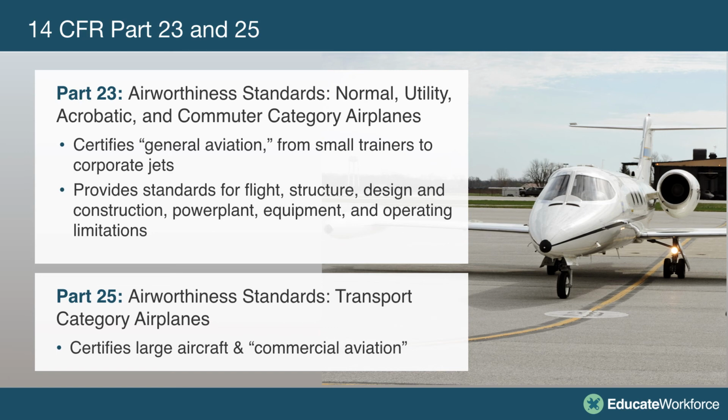Part 23 has 6 subparts providing detailed criteria for the design of aircraft. The first, Subpart A, defines the applicability of this regulation. The others are flight, structure, design and construction, power plant, equipment, and operation limitations. Within each of these subparts, numerous sections specify details such as center of gravity, gust load factors, removable fasteners, shape of cockpit controls, what is the landing gear handle going to look like, what is the throttle going to look like, things of this nature.